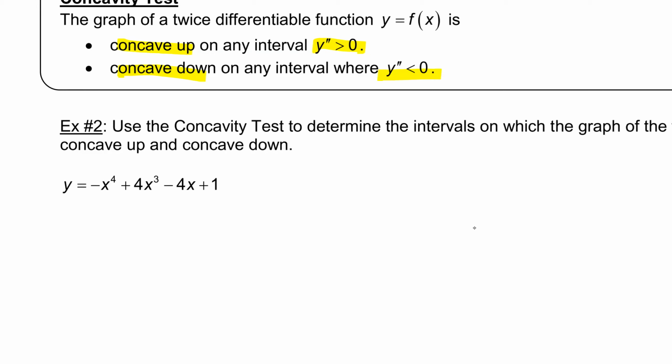So you've got to use the second derivative. Let's use the concavity test. So we just have to take... Okay. Yeah. You only have like 4 minutes. Okay. All right. Ready?